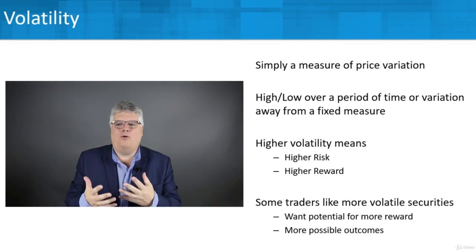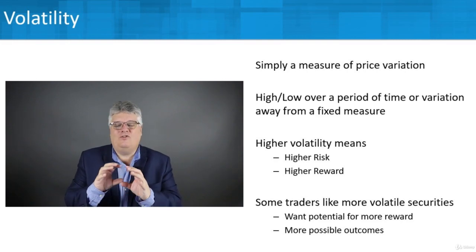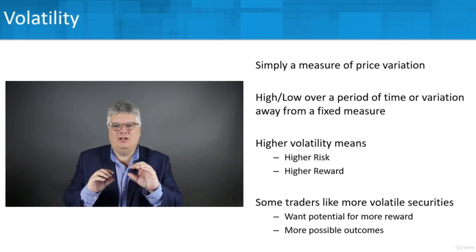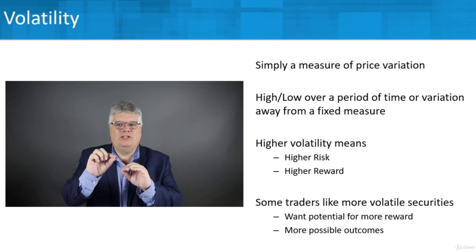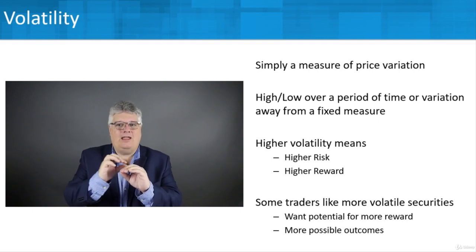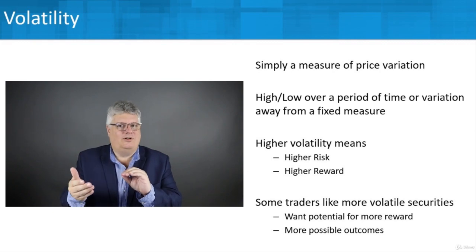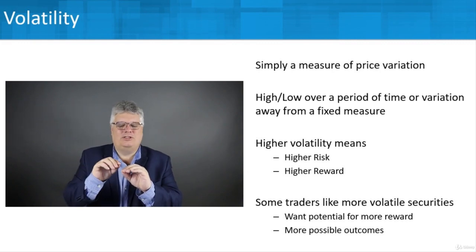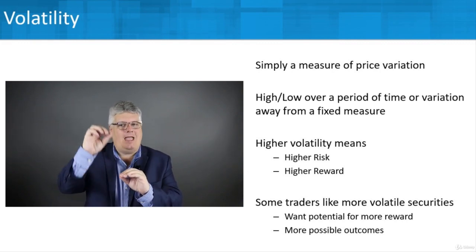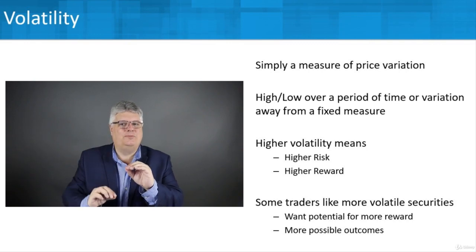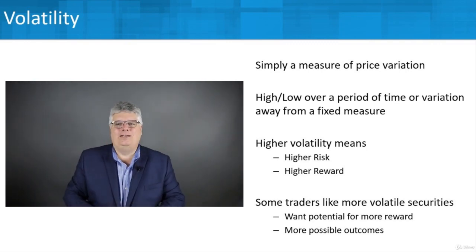So the high and low over a period of time, or the variation from a fixed measure, gives you a feel for volatility. So this is my fixed measure, and I have a security that just trades a little bit above and a little below that fixed measure. Less volatile, lower volatility. Higher volatility would mean that I have this fixed measure, and we're going to learn about these indicators and the fixed measures that they use, would have much bigger swings. So much bigger swings in price, both up and down.